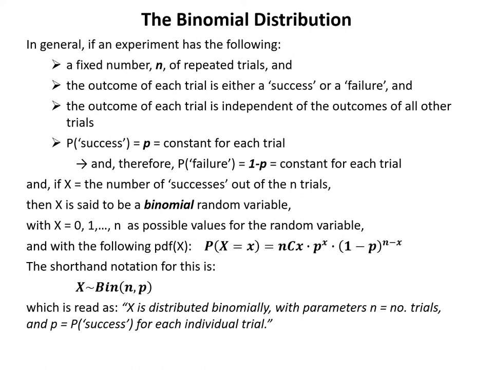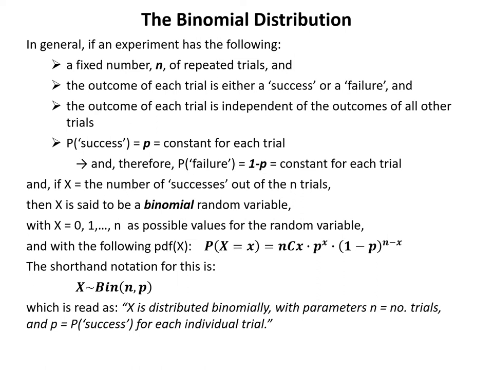Notice as well that in the PDF function above, you see that the exponents on p and on 1 minus p are x and n minus x. And if you add those two together, the x's cancel and you get a total of n. And that simply means that the number of successes, which is x, and the number of failures, which is n minus x, always has to add up to n.